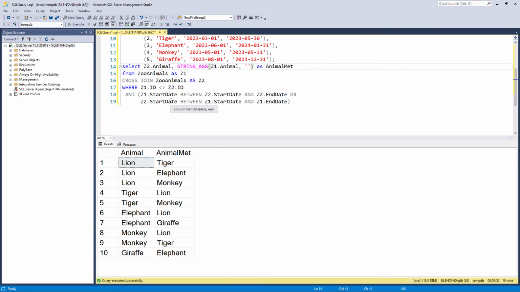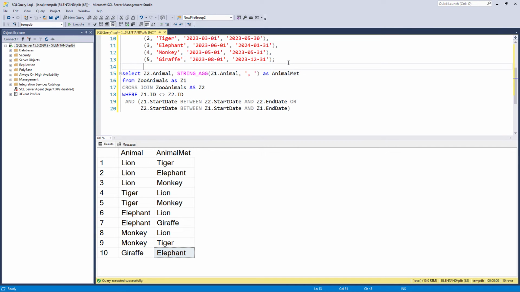So you could join them with nothing, but then you would have tiger, elephant, monkey, all as one word. So I'm going to join them with a comma and a space. So what this is going to give us is lion and these three animals, tiger and these two, elephant and these two, monkey and these two, and giraffe and this one. So it's a very elegant function when you wish to group together text.